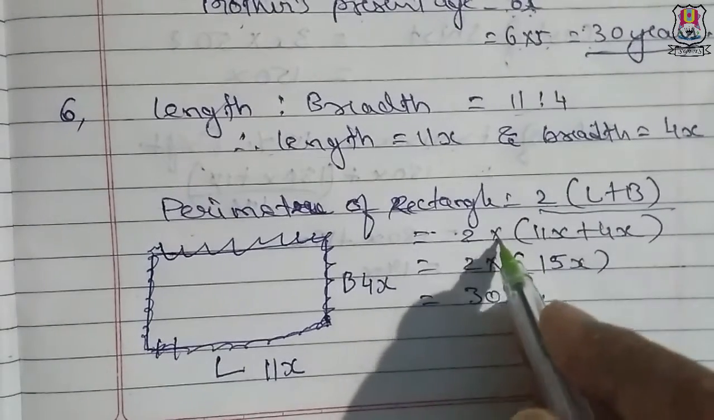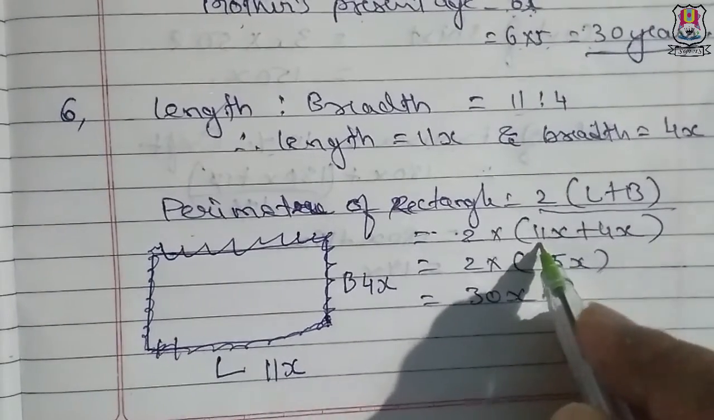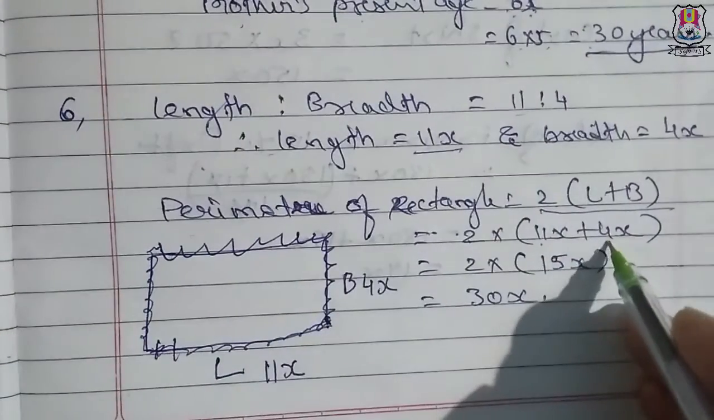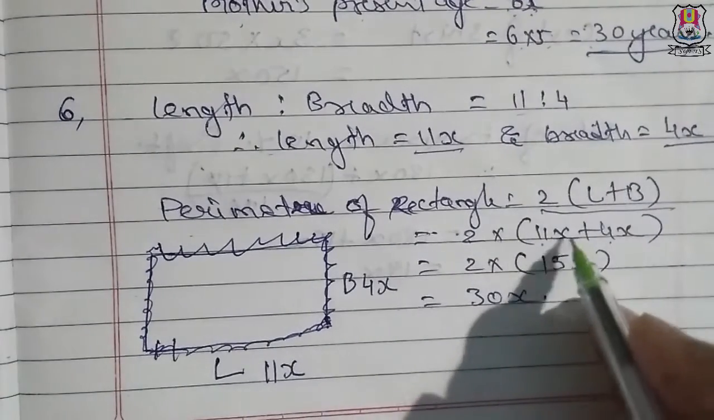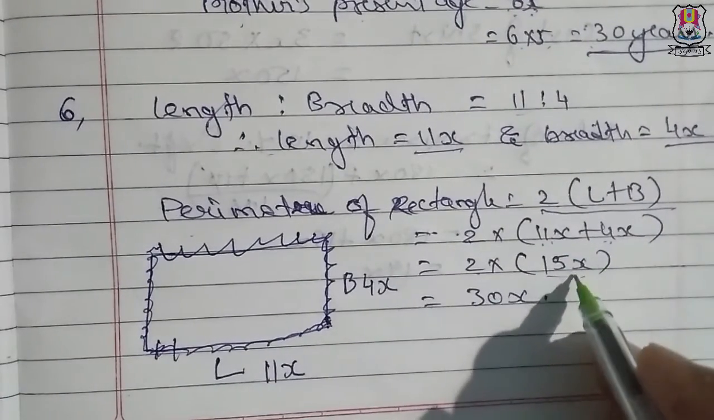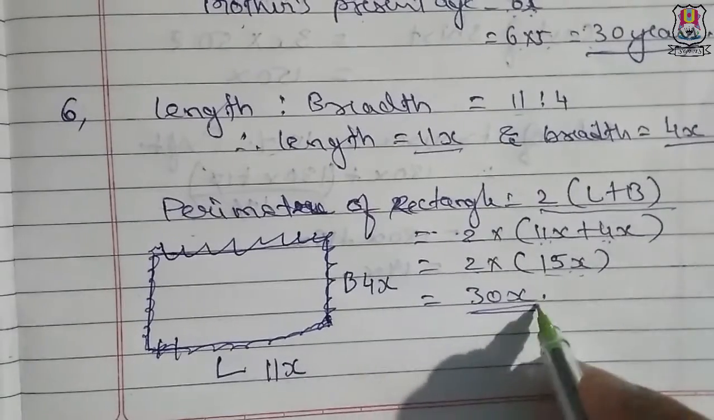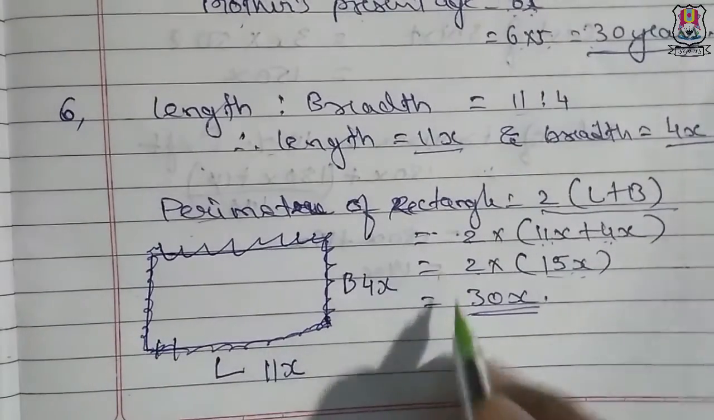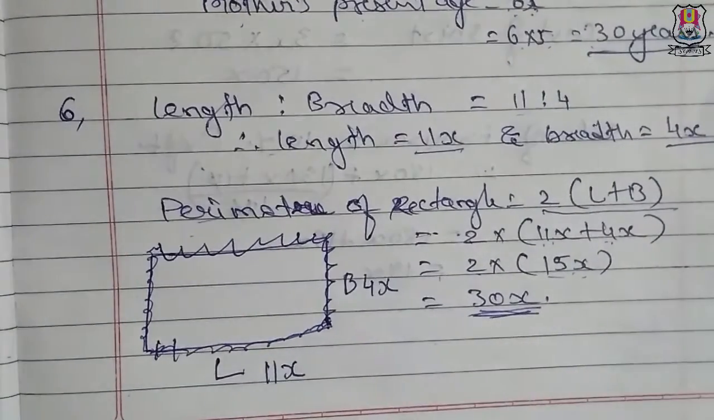Now 2 multiplied by what is length? We are assuming that is 11x. What is breadth? We are assuming that is 4x. So 11x plus 4x will be 15x. So 2 into 15x will be 30x. So the perimeter of the rectangle we got as 30x. Let's see the next step.